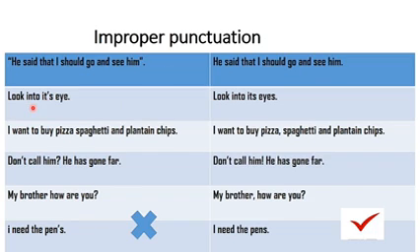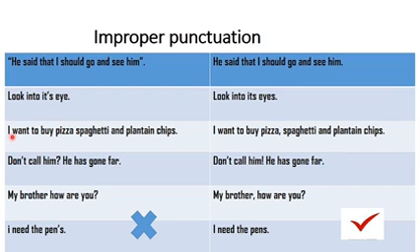Next, look into its eyes. This it is not supposed to be the short form of it is. It's supposed to be its, which actually shows possessive. Look into its eyes. It is qualifying eyes.